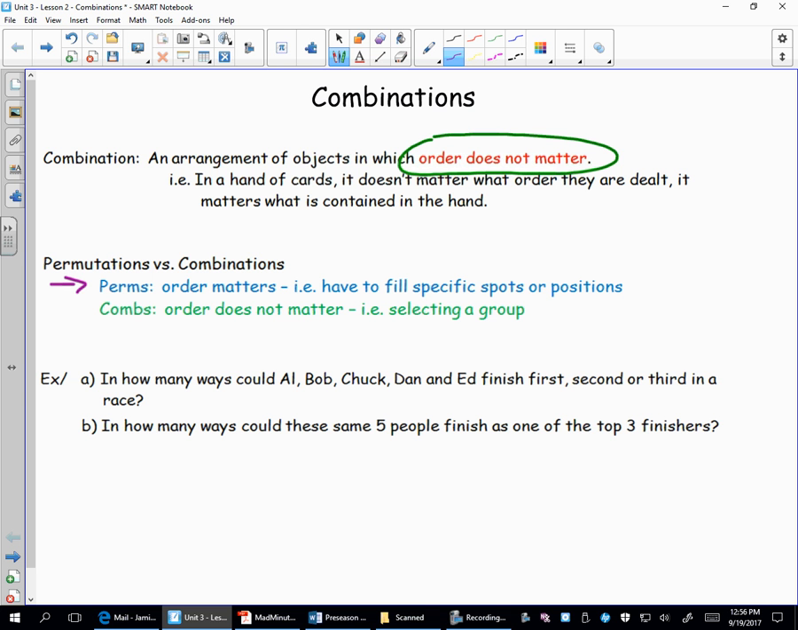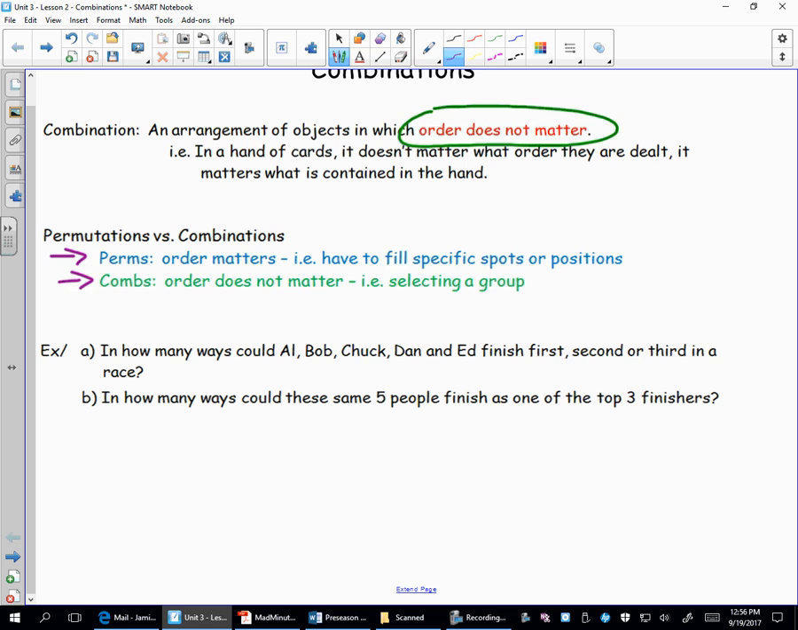And a combination, where order does not matter. We're selecting a group. We're making a committee. We're figuring out different things where the order doesn't matter. That's going to be kind of a challenge to tell apart at times. So we'll look at an example here.